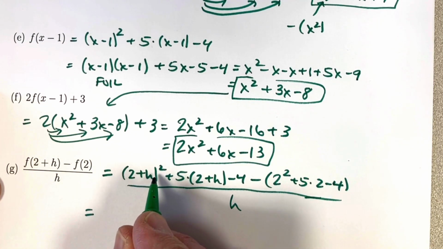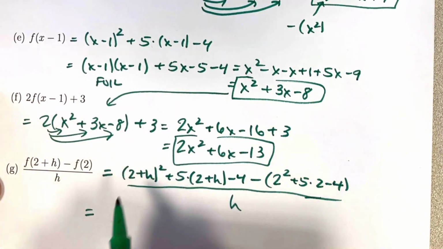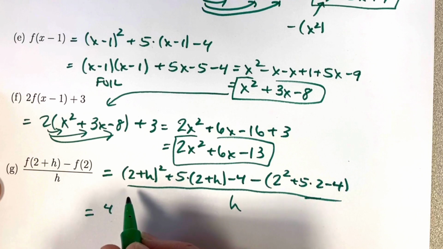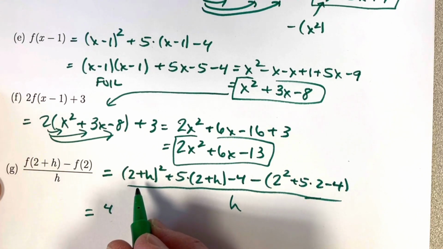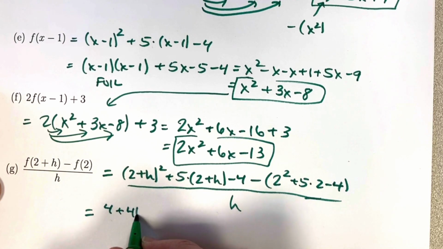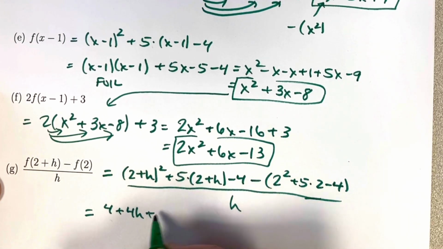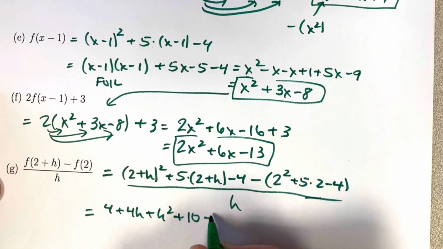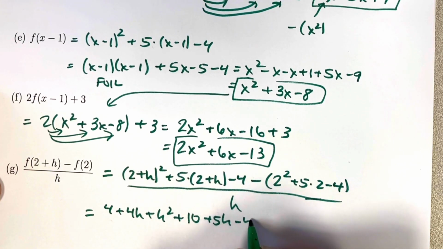2 plus h quantity squared. I need to do FOIL just like I did up here. I'll do it in my head. First times first will be 2 times 2 is 4. Outside times outside and inside times inside are both 2h. Combine those, you get a plus 4h. And last times last will be h squared. Distribute the 5 through the parentheses there to get 10 plus 5h minus 4.